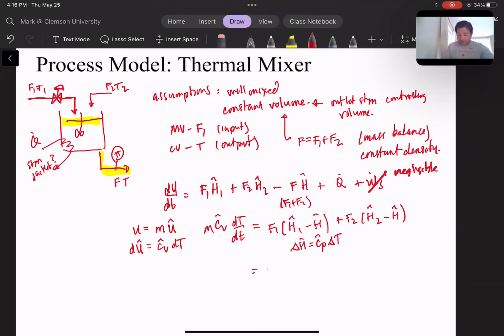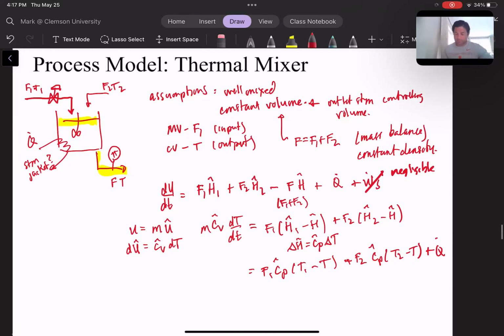So this is going to give me F1 Cp. And then H1 is associated with T1. H is associated with T plus F2 times T2. Oops, maybe I need Cp here as well. And then I have T2 minus T. And then also, maybe we still have a Q. Maybe it's Q from steam. Like if it's Q from steam, we'll look at that. Hold on.